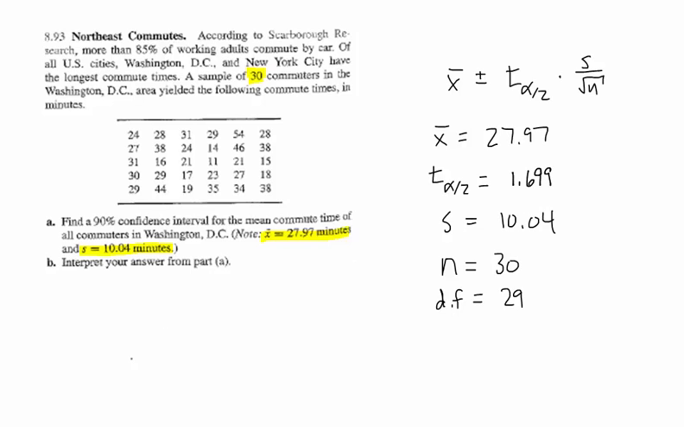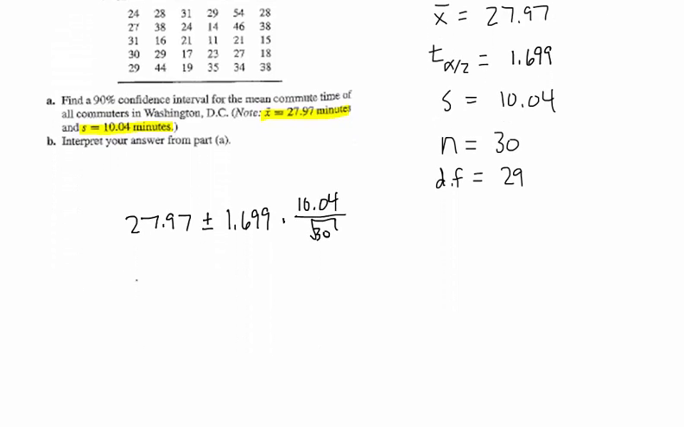And now we want to put everything into our formula. So we have x bar, or 27.97, plus or minus t alpha over 2, 1.699, times s, or 10.04, divided by the square root of n, the square root of 30 in this problem. And when we calculate this, we get 27.97 plus or minus 3.226.